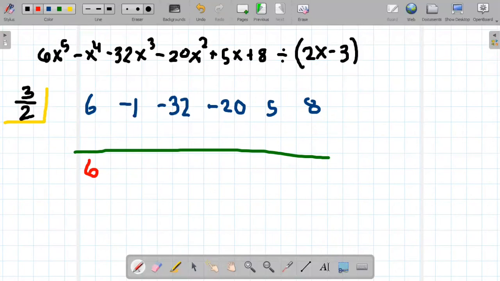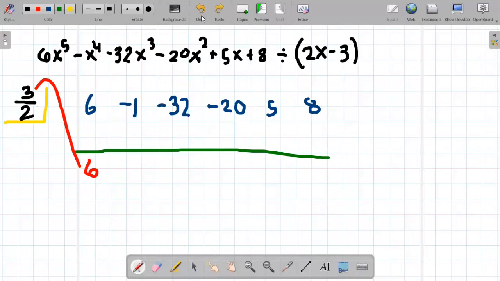You need a calculator for this one. Okay, this is fraction ha. 6 times 3 over 2. So 6 times 3 is 18. 18 divided by 2. The answer is 9.